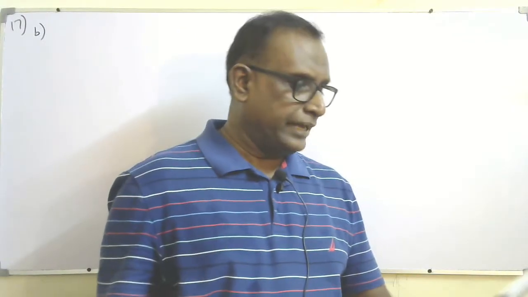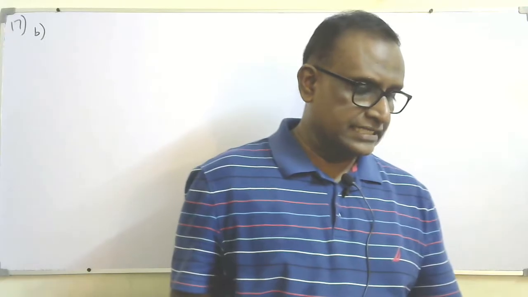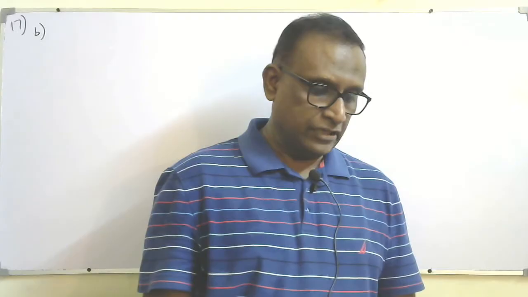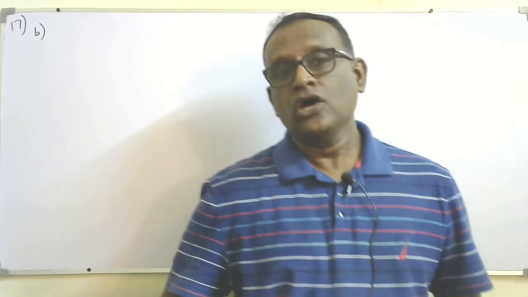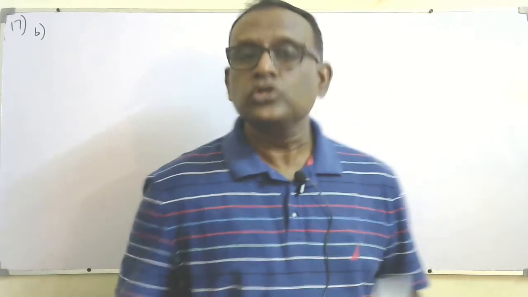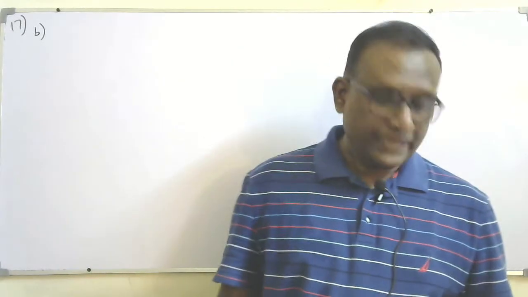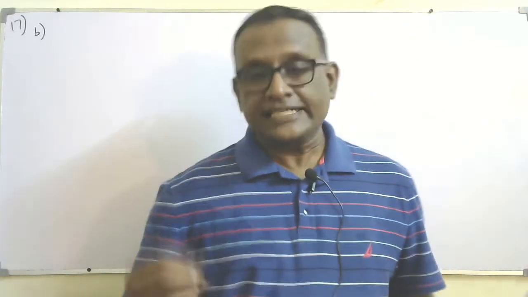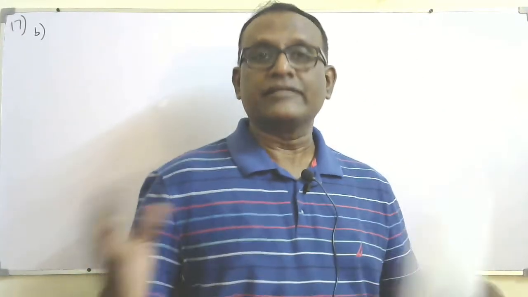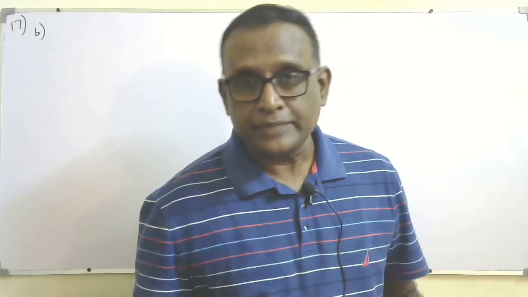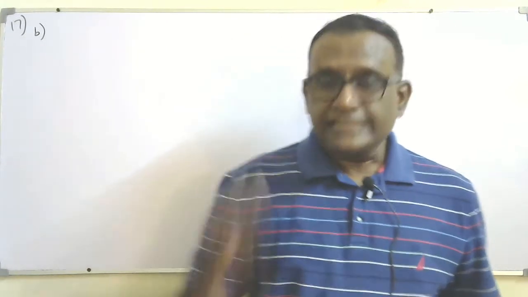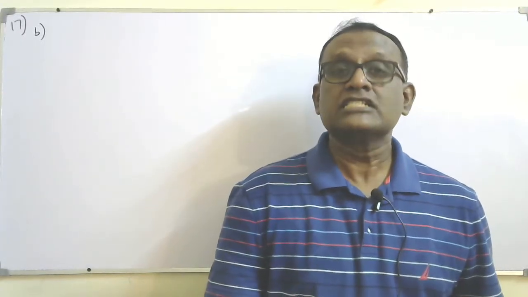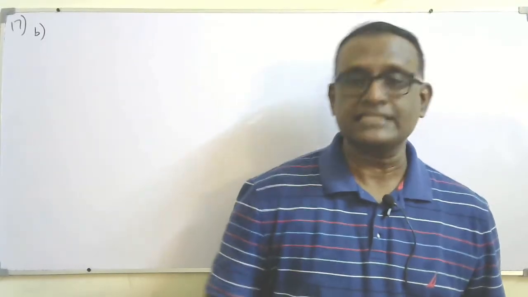Okay, question number 17b. Explain how a knowledge of distances to distant galaxies has enabled astronomers to determine a value for the age of the universe. Okay, all the galaxies are moving away from us. All the galaxies are receding from us. When they move away from us, there will be a red shift in their absorption spectrum. So by using the red shift and the Doppler effect, we will be able to find the speed of recession of different galaxies.